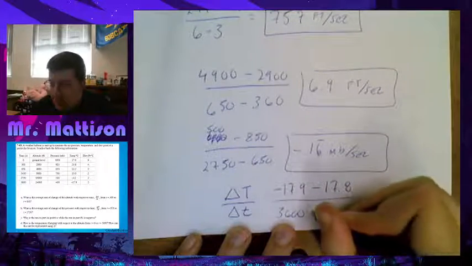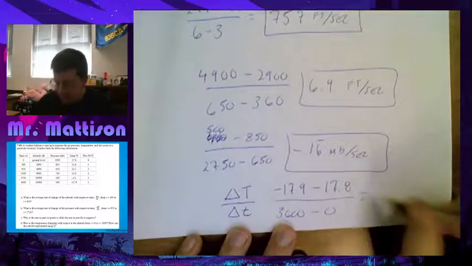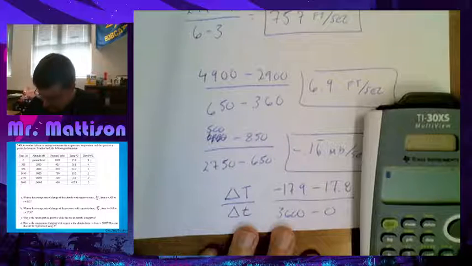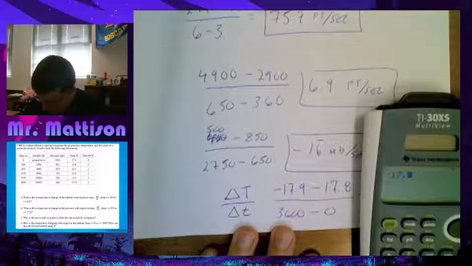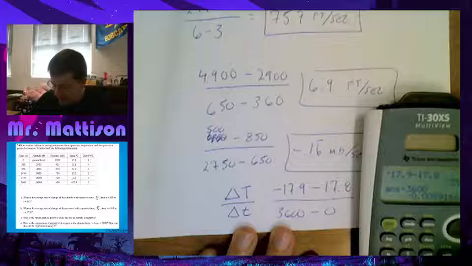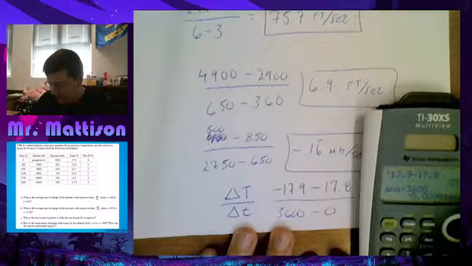over 3,600 minus 0. So if I do that, go to my calculator here. Negative 17.9 minus 17.8, and I want to divide that by 3,600. And I get negative 0.0099. Let's call it negative 0.01.